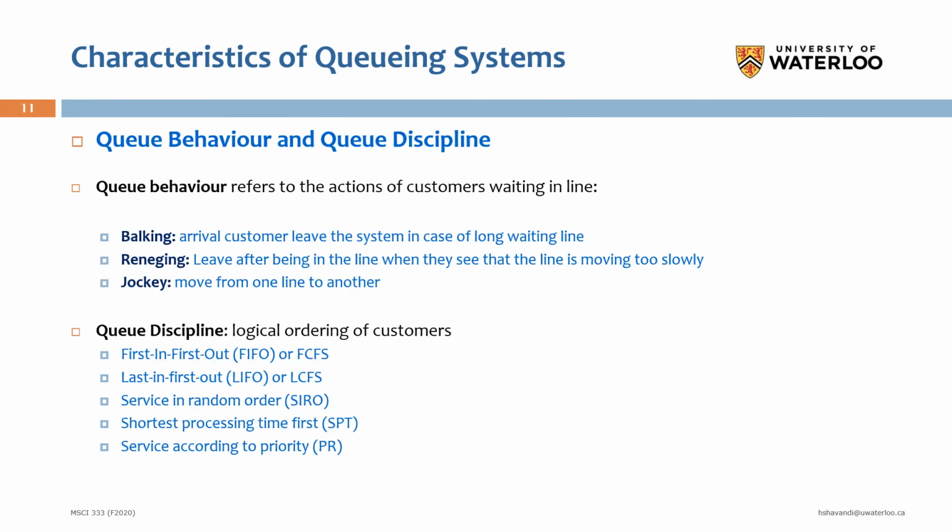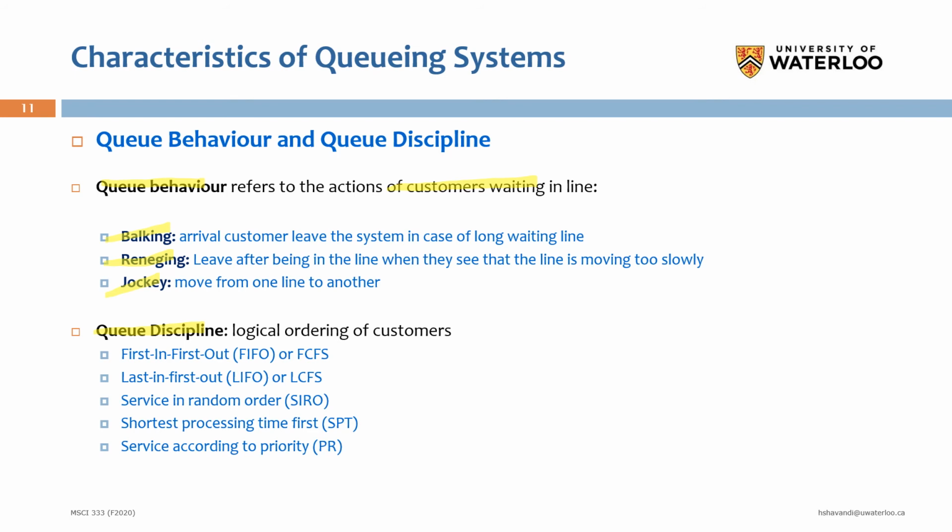And for the queue, we have queue behavior and queue discipline. Queue behavior refers to the actions of customers waiting in line. We may have these behaviors among the customers waiting in line: balking, reneging, and jockeying. In balking, at the arrival, if the customer faces a longer line than the customer expected, then that customer will leave the system without joining the queue. So this is called balking behavior.